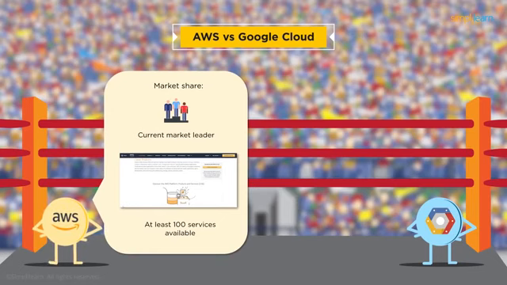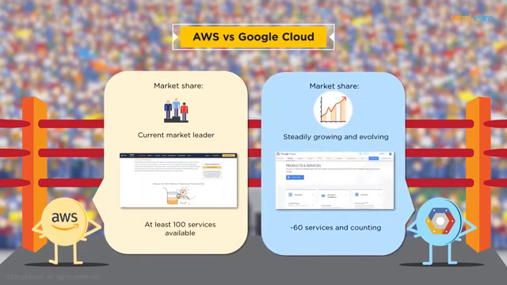Yeah, that's true, but you should also know that GCP is steadily growing. We have over 60 services that are up and running, as you can see here, and a lot more to come. It's only a matter of time when we will have as many services as you do. Many companies have already started adopting GCP as their cloud service provider.